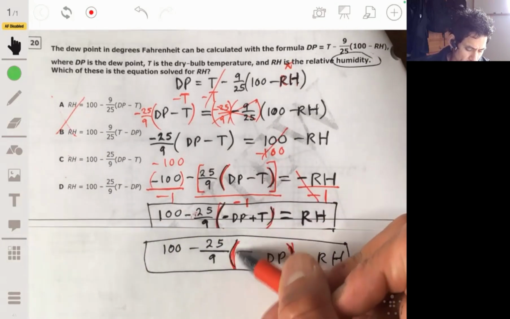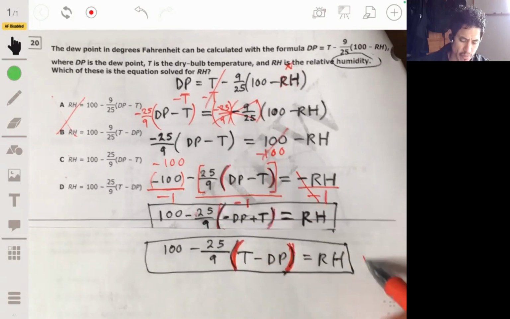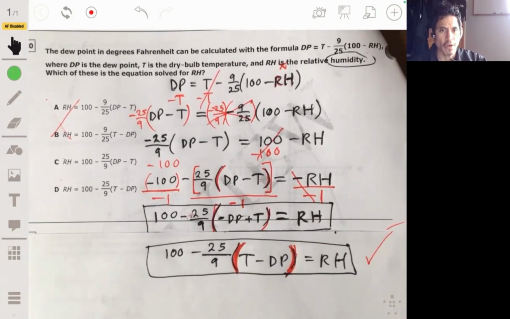Yeah, but it's a good one. It's a good one to make sure you really know what you're doing. But there you go. Okay, so I hope that helps.